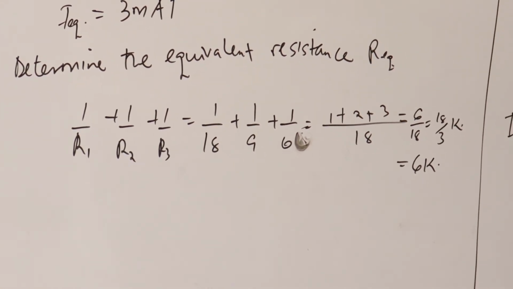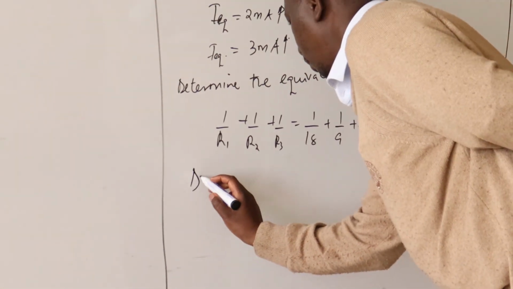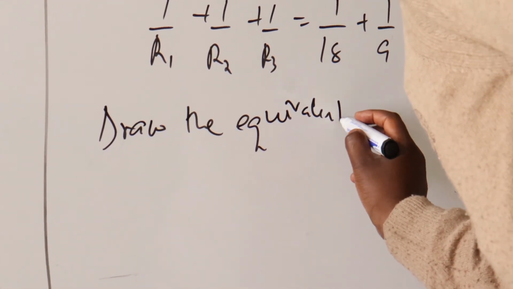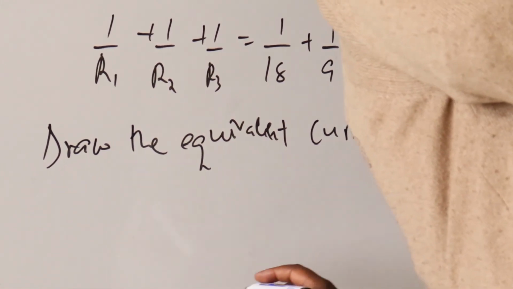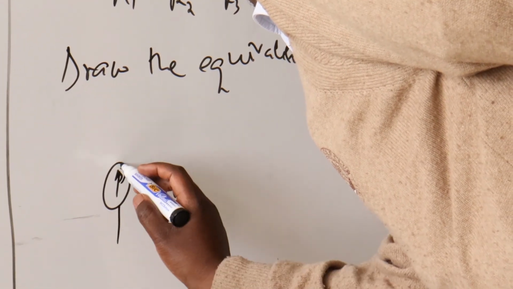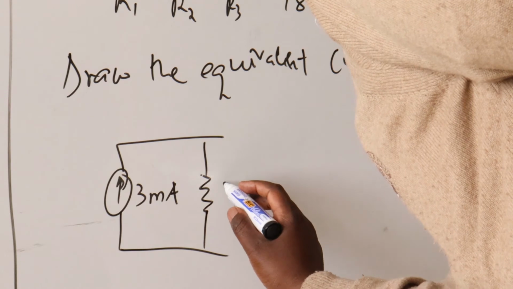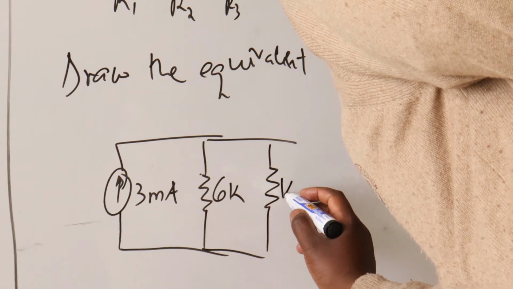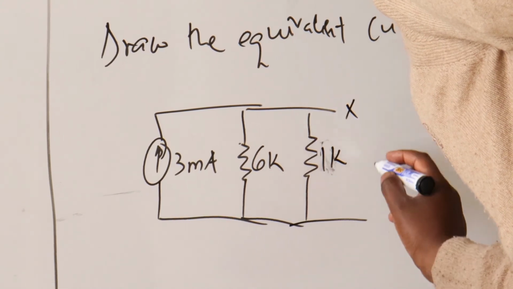Then from there, we are supposed now to draw the equivalent voltage source. Draw the equivalent current source first. So we shall have this facing up. This is 3 milliamps. Then we shall have the equivalent resistor here as 6K. And we shall have our 1K resistor. And this is XY.